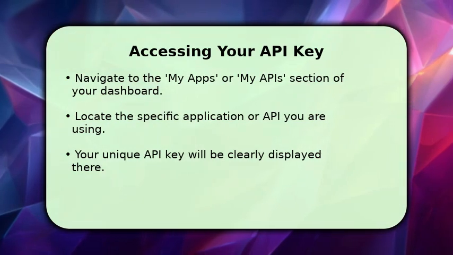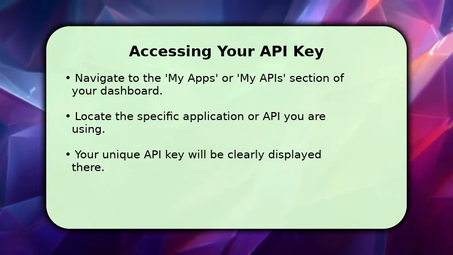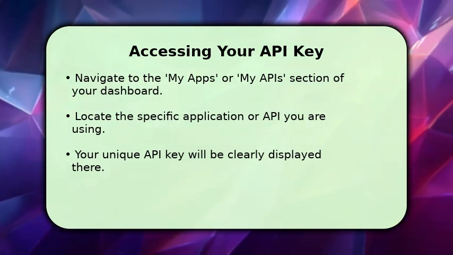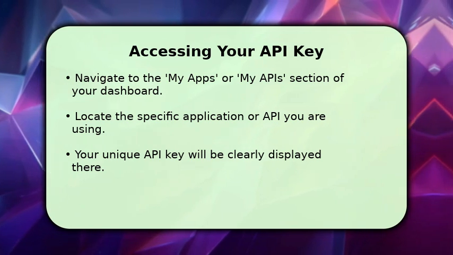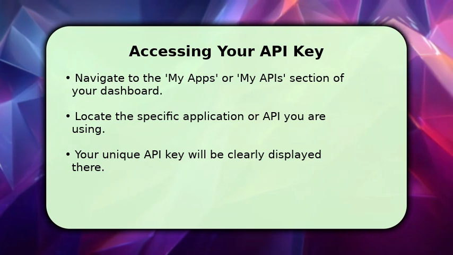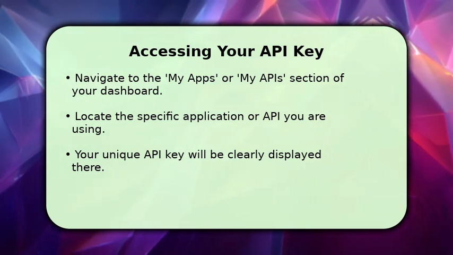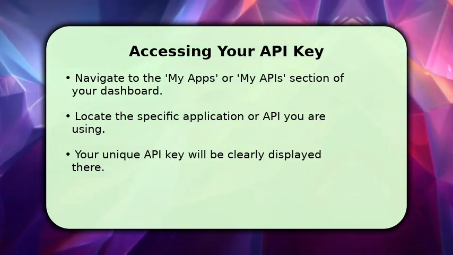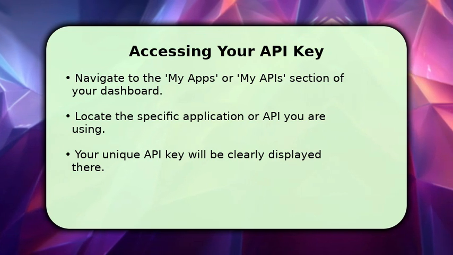After subscribing to an API, your unique API key becomes available. To find it, head over to your RapidAPI dashboard. Look for a section typically labeled My Apps or My APIs. Within this area, you will see a list of all the APIs you have subscribed to. Select the specific API for which you need the key.